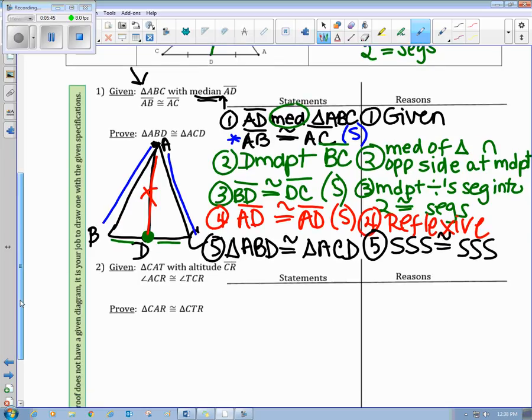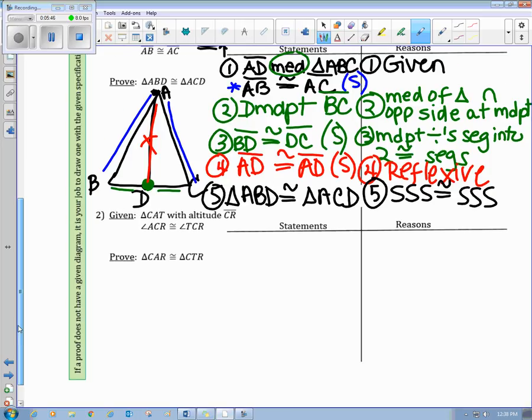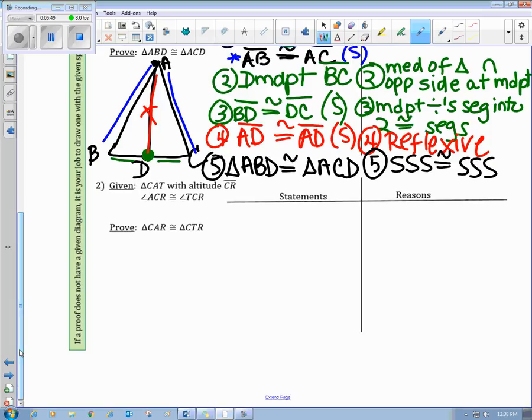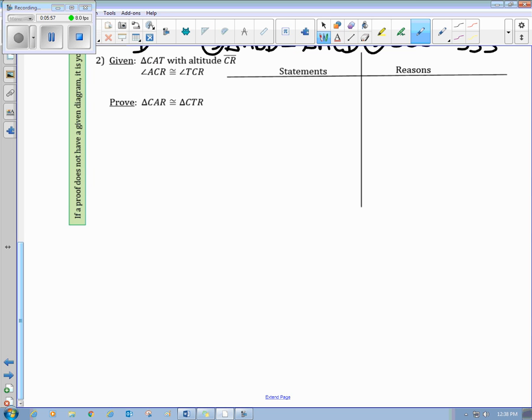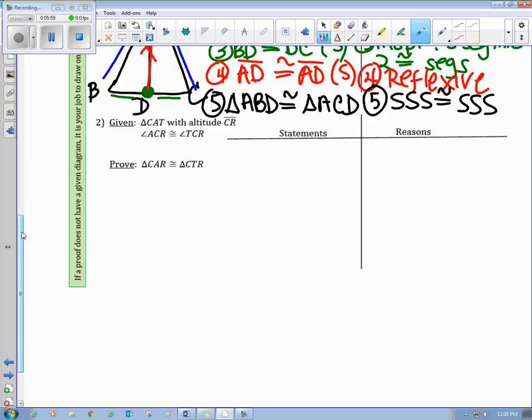Again, this is just a simple example of how to use the median definition in a proof, but it's also important because if you mess that up, it may affect where you're going with your proofs. So it's a vocabulary word, but it's also a process of how you write this in your proof. Now in question 2, same kind of idea here, but instead of having a median, we have an altitude. Again, there's no picture drawn.